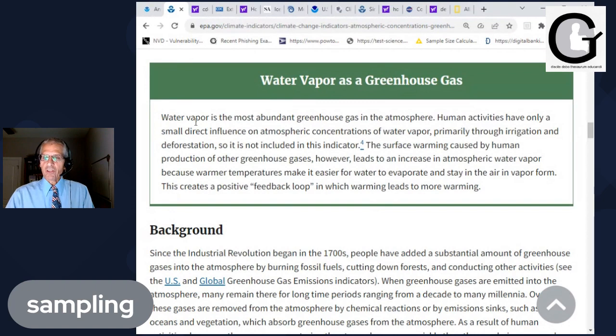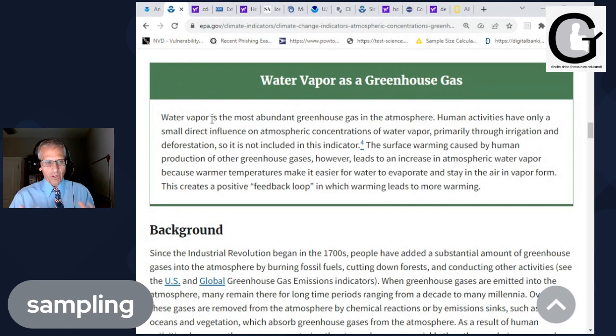Human activities have only a small direct influence on atmospheric concentration of water vapor, primarily through irrigation and deforestation, so it is not included in this indicator. Water vapor is the most abundant greenhouse gas in the atmosphere. I think that is really important.